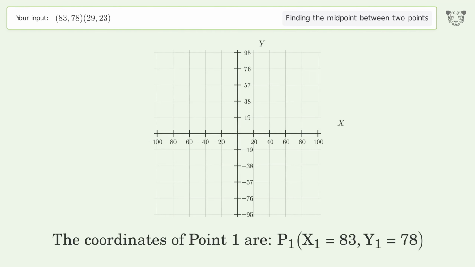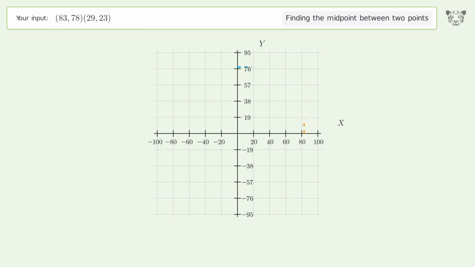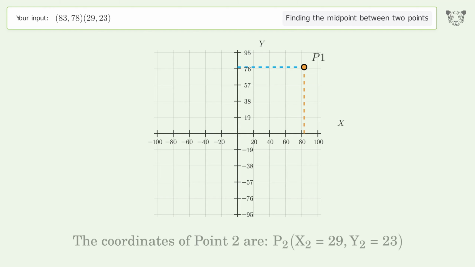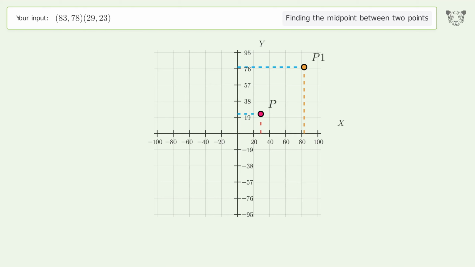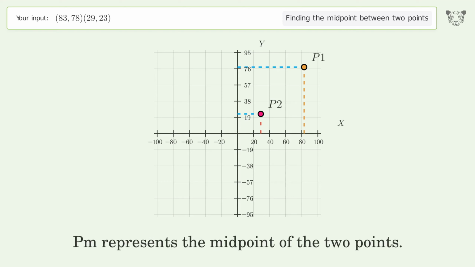The coordinates of point 1 are x1 equals 83, y1 equals 78. The coordinates of point 2 are x2 equals 29, y2 equals 23. PM represents the midpoint of the 2 points.